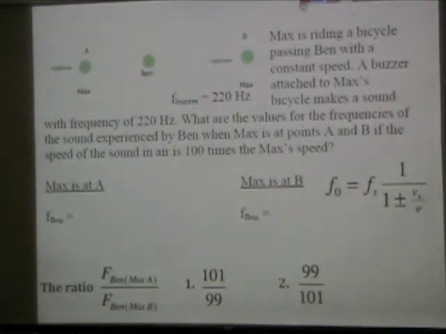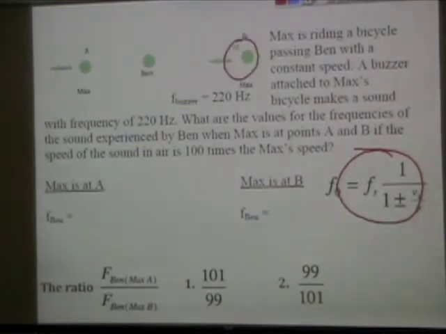So what's important is, you don't always just plug in numbers. You should understand what should be happening to the frequency. And it's always very helpful, again, to draw a picture with all elements related to the situation. Observer, source, that's the sound wave front. This is the speed of the source, this is the speed of the sound.